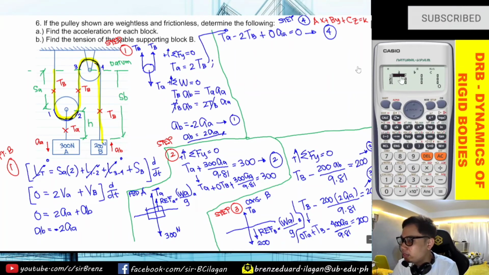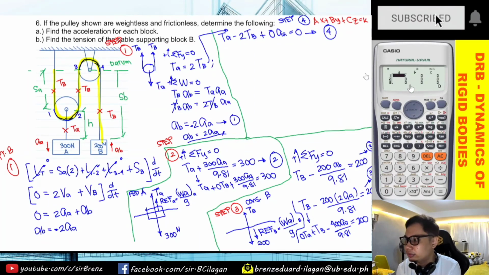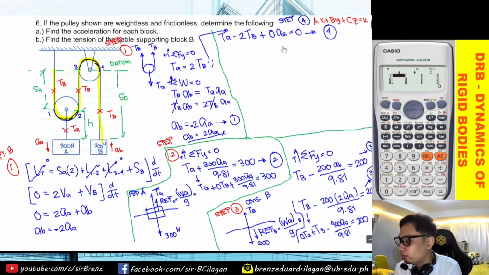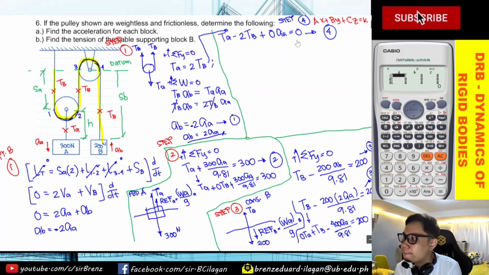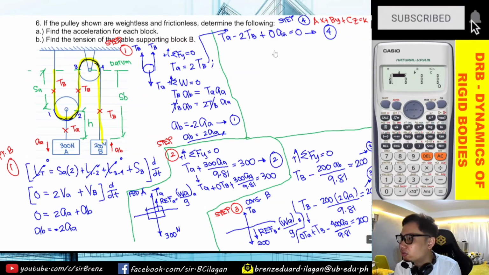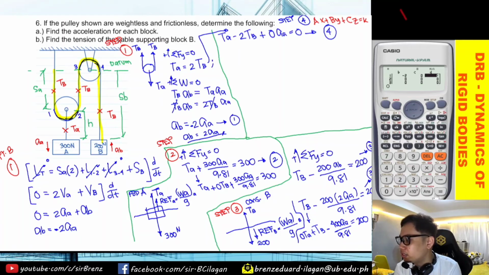Okay, so ang unang value dito is yung t sub A. Pangalawang value, sa letter B, is yung t sub B. And sa letter C, yung acceleration ni block A. So, alin nga ba yung unang equation? Unahin natin tong equation number 4. So, 1, t sub A. Tapos ito, negative 2. Tapos magiging 0. Tapos yung d is 0.